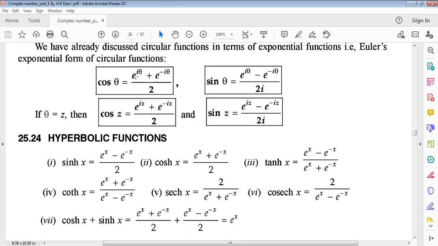So cos theta equals e to the power i theta plus e to the power minus i theta divided by 2, and sin theta equals e to the power i theta minus e to the power minus i theta divided by twice i. i is present in circular functions, remember it. But in hyperbolic functions, i is absent. In every formula, i is absent.